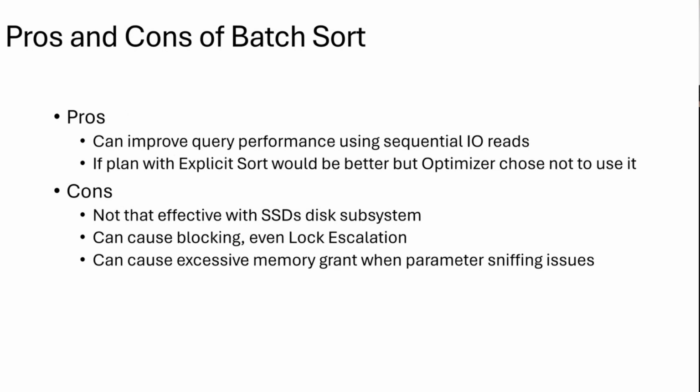It can cause the same blocking as we've seen during the prefetch slides, and both optimization techniques, prefetching or optimized nested loops, can even do lock escalation. So now I would like to elaborate a bit about memory pressure and lock escalation, because optimized nested loops can cause an excessive memory grant, for instance, when parameter sniffing issues are present, and this can lead to memory pressure and lock escalation.